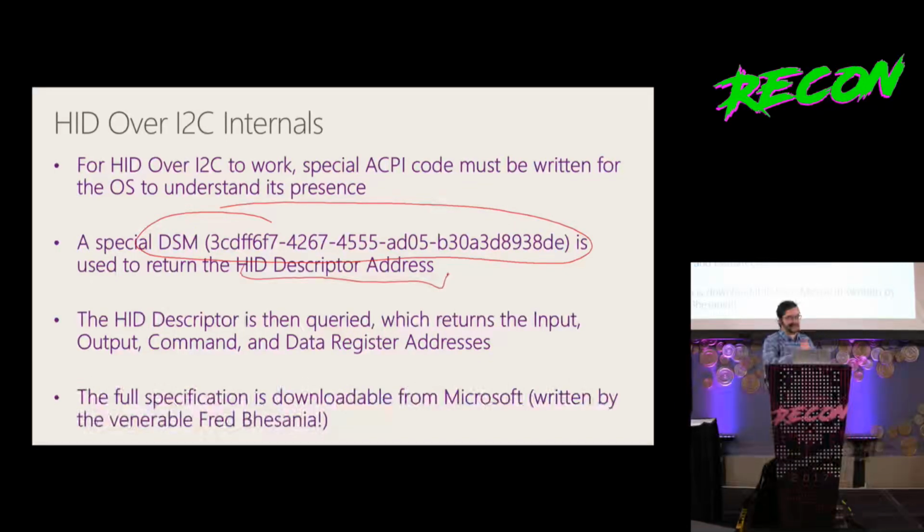Once I have the HID descriptor address, I can query it, and I get back a HID descriptor, which gives me the input address that I can use to get input descriptors, the output address, which I can use to send output descriptors, and then the command and data register accesses, which I can use to send features and to get data back from there as well. So there's a whole standard and specification here that explains how all this works. Linux actually has an open source HID I2C driver as well. And in the references section of the slides, I have links to all of this.